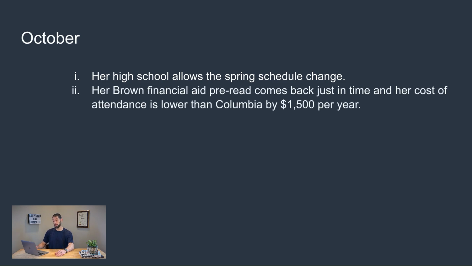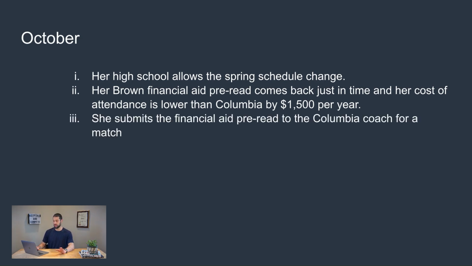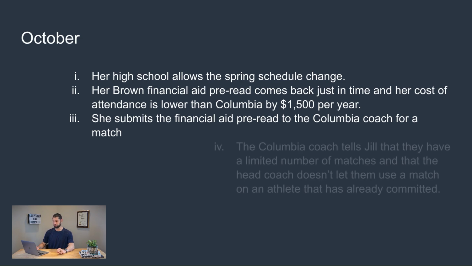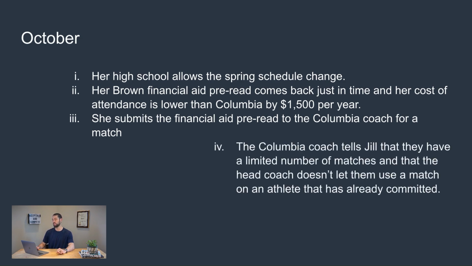Her Brown financial aid pre-read comes back just in time, and her cost of attendance is lower than Columbia by $1,500 per year. She does the right thing here, and she submits the financial aid pre-read to the Columbia coach for a match. The Columbia coach tells Jill that they have a limited number of matches and that the head coach doesn't let them use a match on an athlete that has already committed.